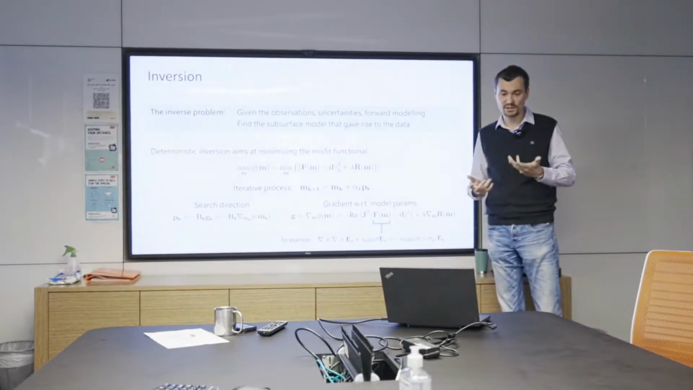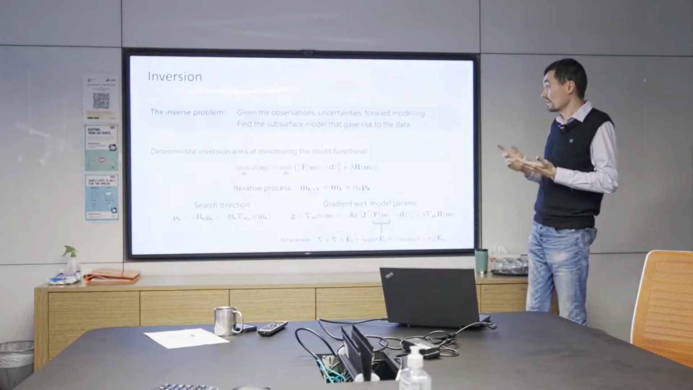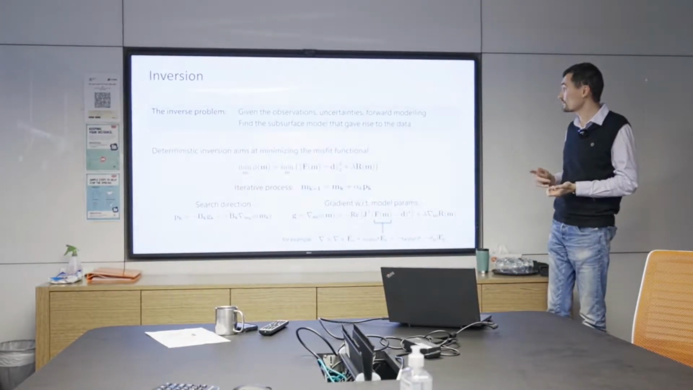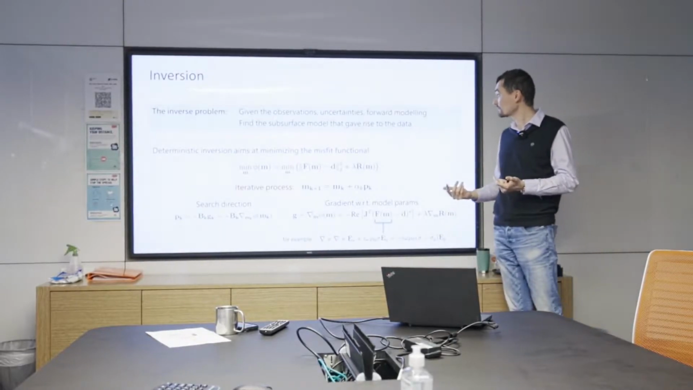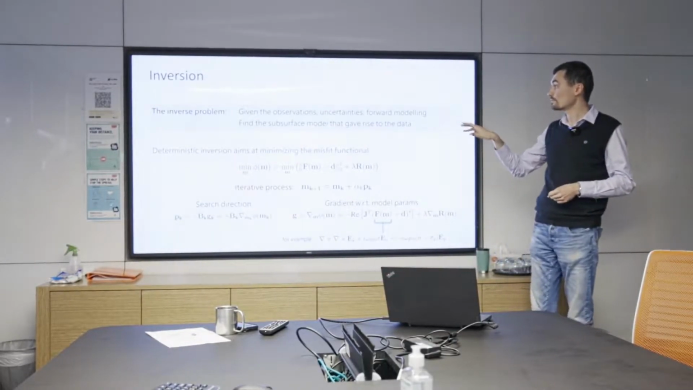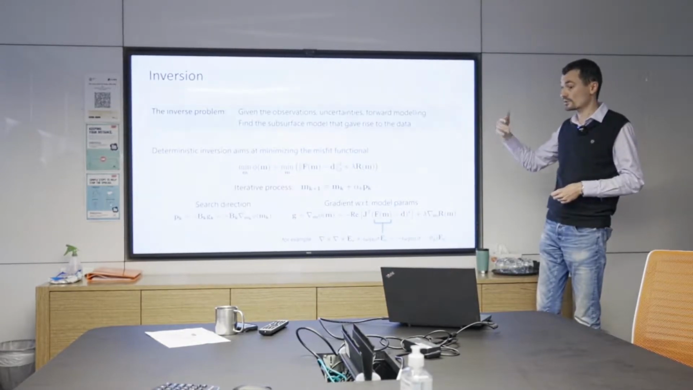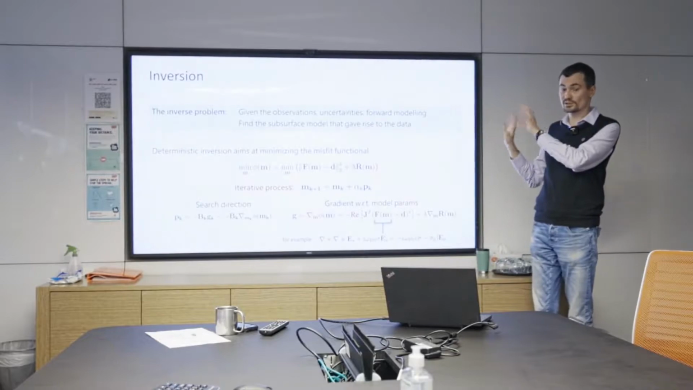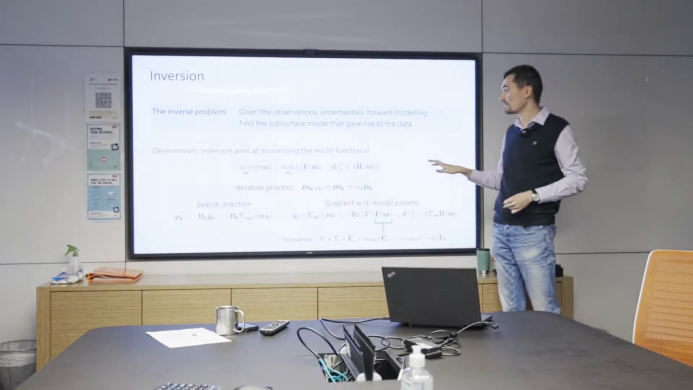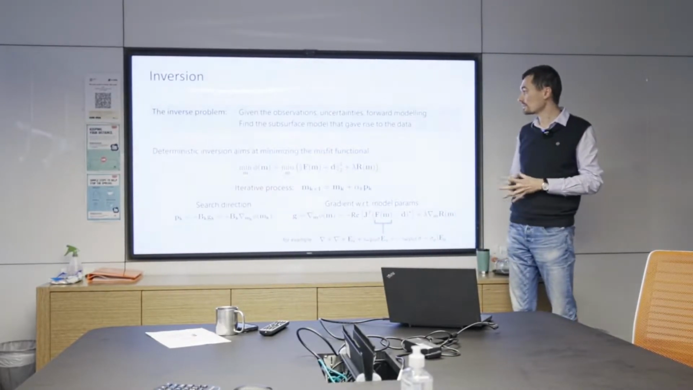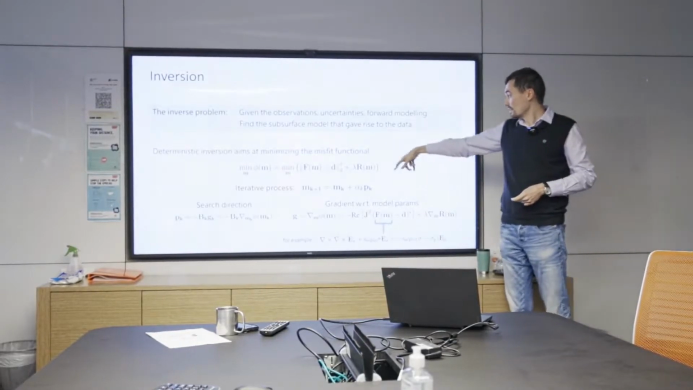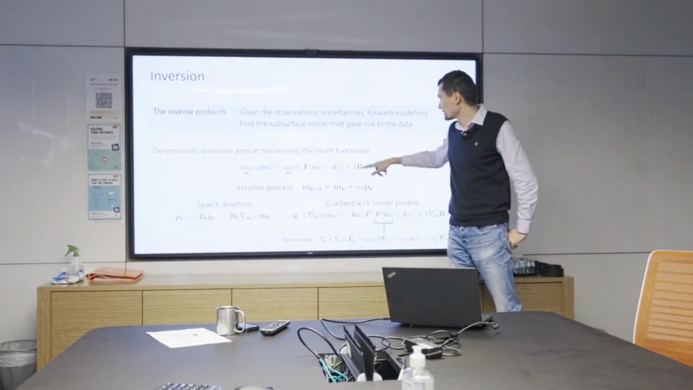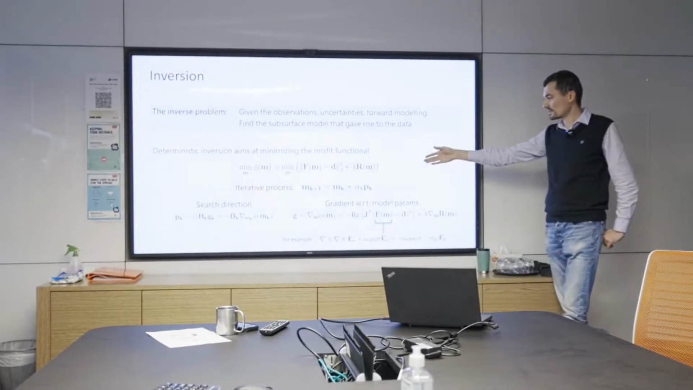The inverse problem is formulated as stated here. We have the measured observations, we potentially have uncertainties associated with them, we have the limitations of our forward modeling, and given all that, we need to find the subsurface model that actually created that data. I'm not mentioning Bayesian inversion, which is another very interesting topic. Most of the approaches are based on deterministic inversion, where we minimize a misfit functional, usually formulated like here. We have a data misfit and a regularization term. And usually it's done iteratively.